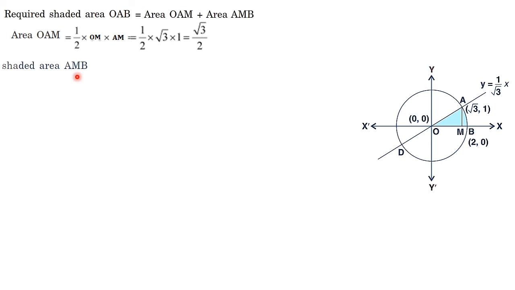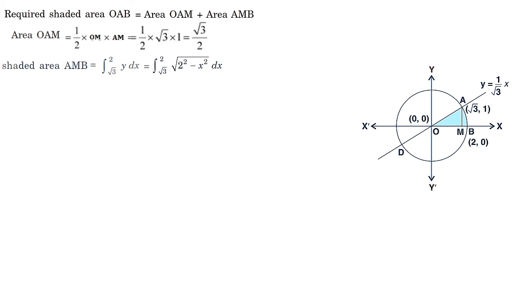Next is the shaded area AMB. AMB is actually a curve, so we use integration, taking the limits along the x-axis. Here you can see this M point is root 3, because we have taken it as root 3. From root 3 up to this point is our radius, that means 2 units. So only this portion MB, root 3 to 2, is the limit for y dx.